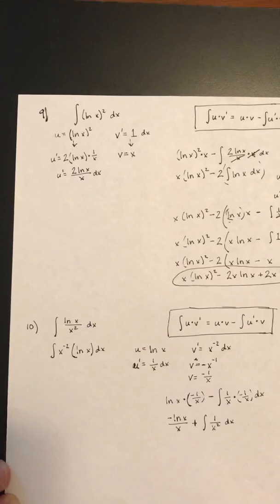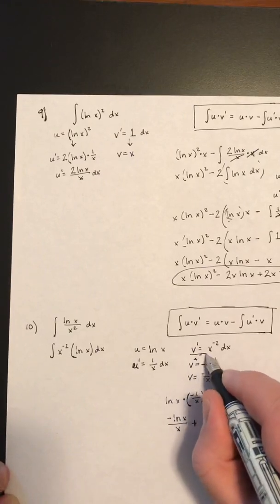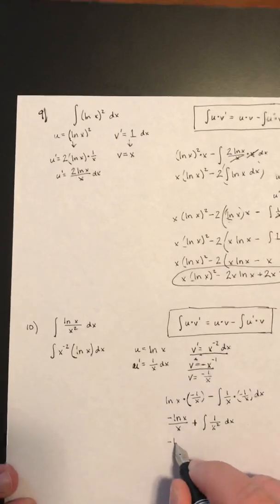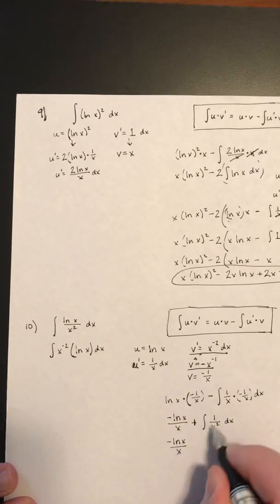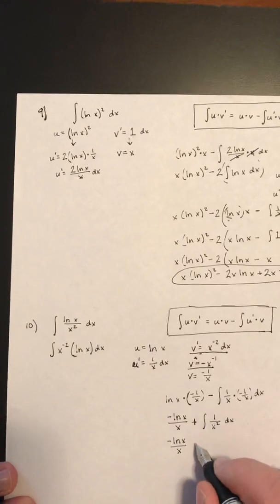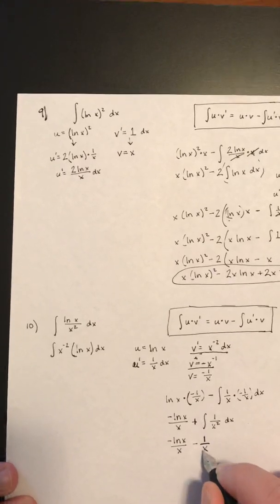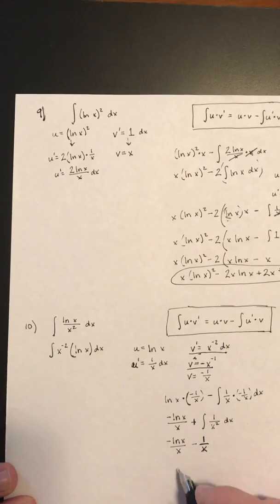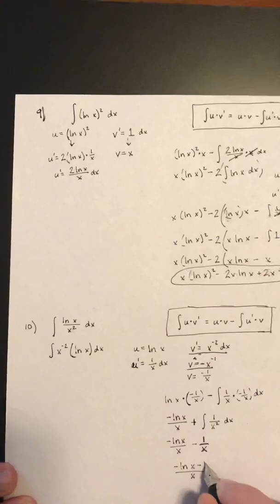The good thing is we've already found the integral of x to the negative 2. We wrote it up here, because v prime was x to the negative 2, and we wrote v as negative x to the negative 1. So I have negative ln of x over x. And when we take the integral of 1 over x squared, which was x to the negative 2, we get negative 1 over x. Since they have a common denominator, it might be helpful to write it as negative ln of x minus 1 over x.